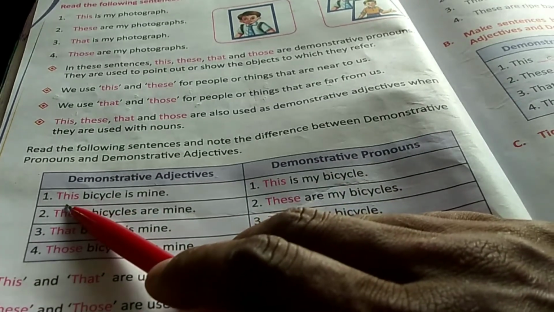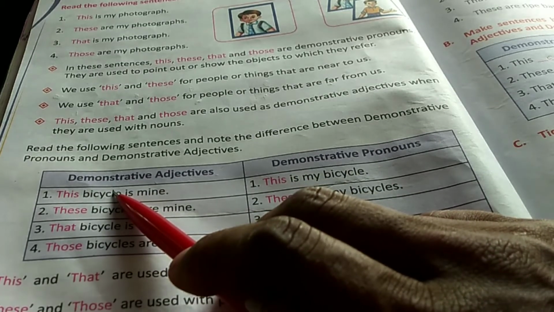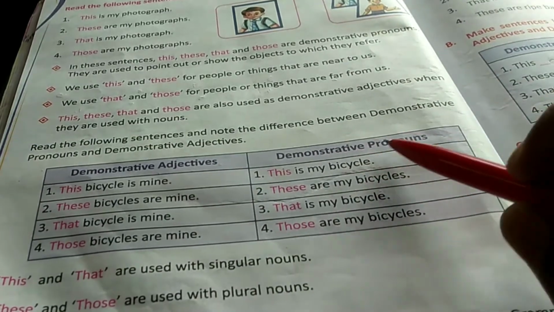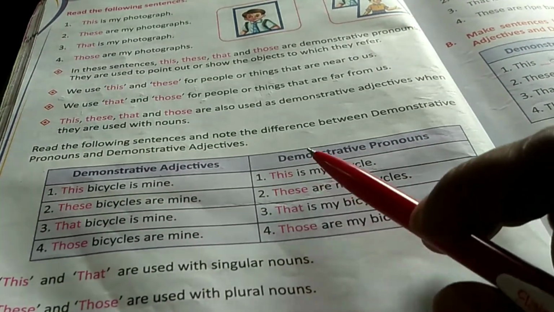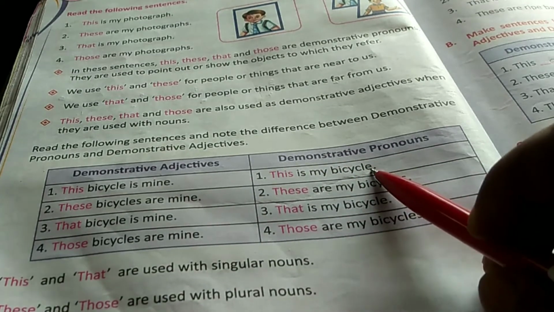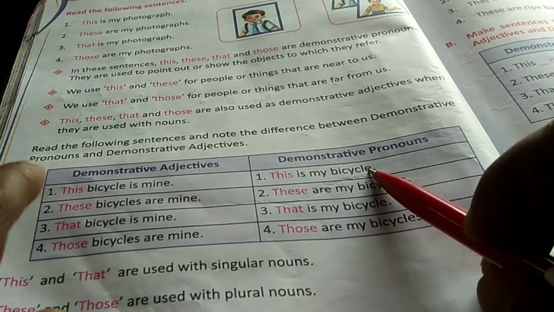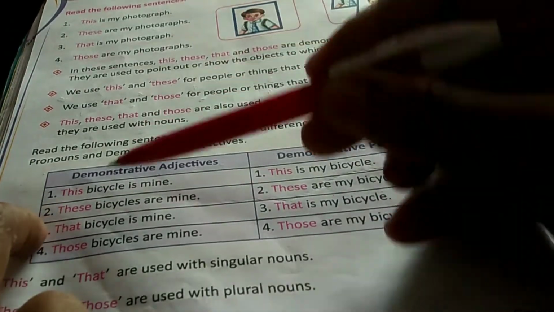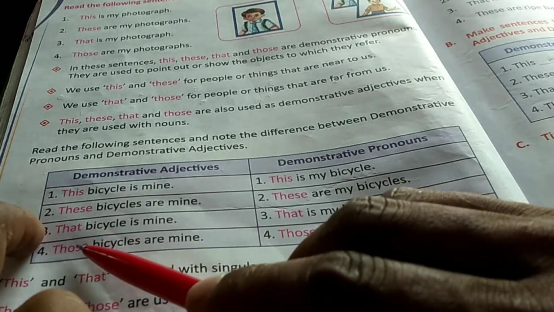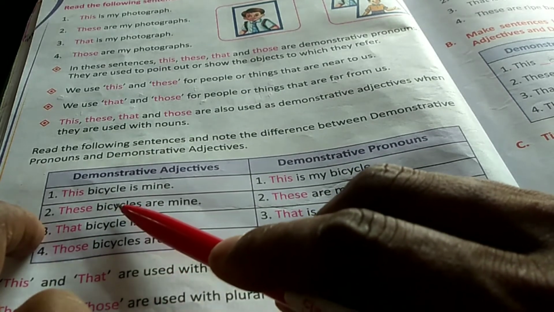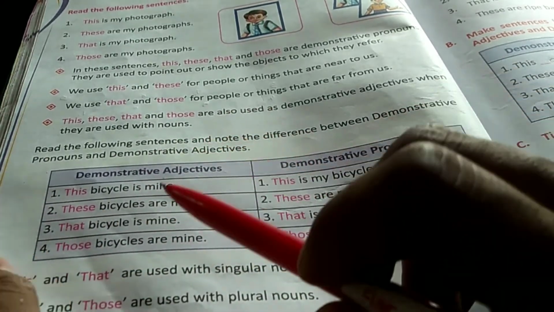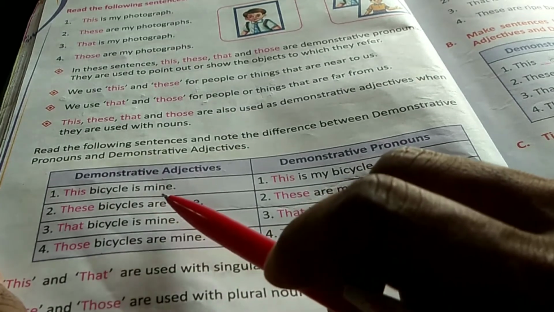Here, after this, a noun is coming. So this one is a demonstrative adjective. Here is the demonstrative pronoun. After this, what is coming? Is is coming. Later only my bicycle is coming. So in demonstrative adjectives, first this, these, that or those will come. After that, soon the noun will come. These bicycles are mine.